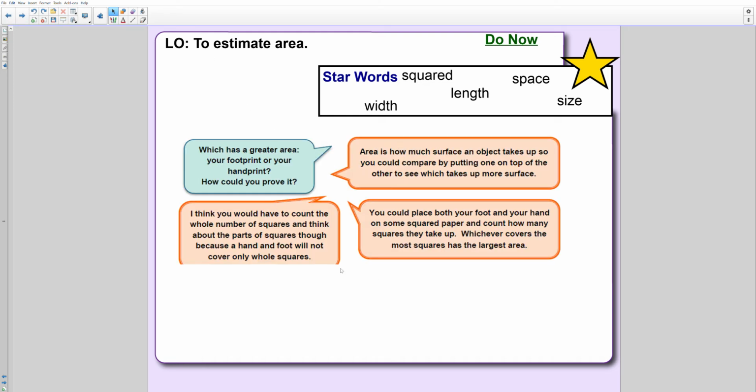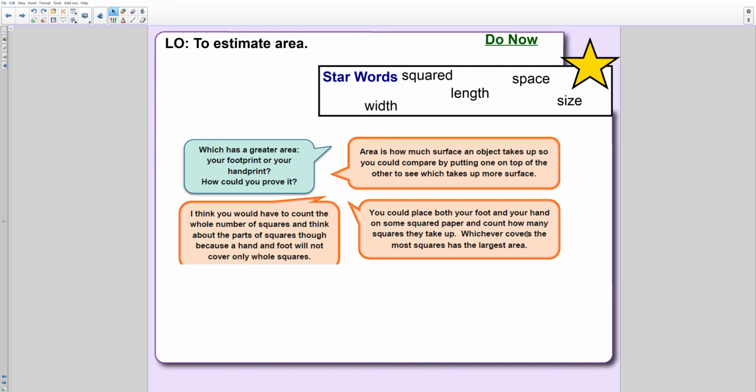Now, there's a couple ways to look at this. First one is to know that area is how much surface an object takes up. So you could compare one by putting one on top of the other to say which takes up more surface. And this could work well, but certainly when I do it, maybe you'll find the same. My hand is wider, even though my foot is longer, so it's not that easy to do.